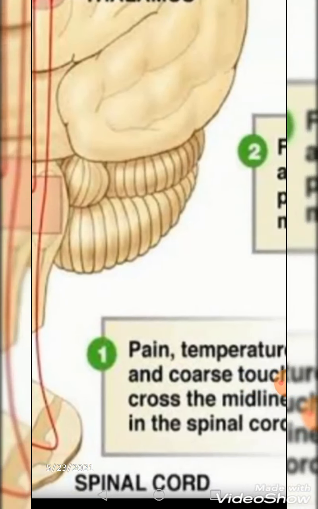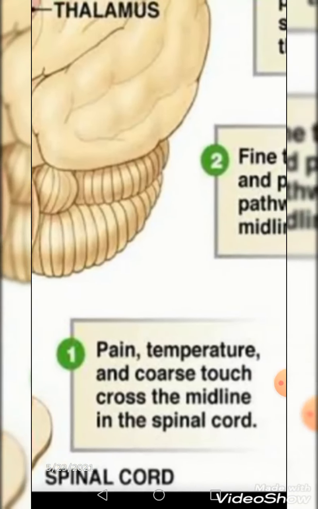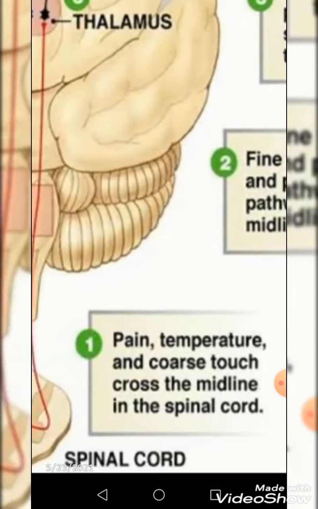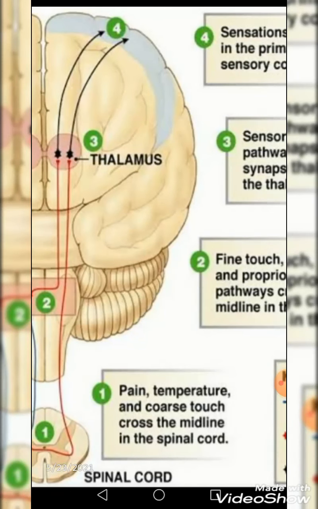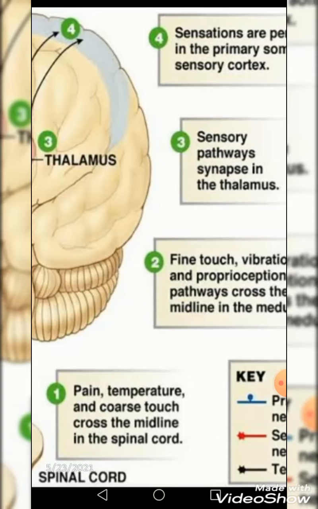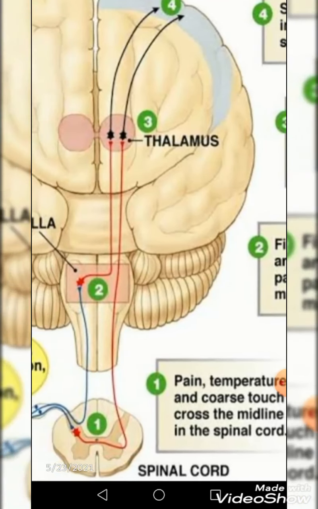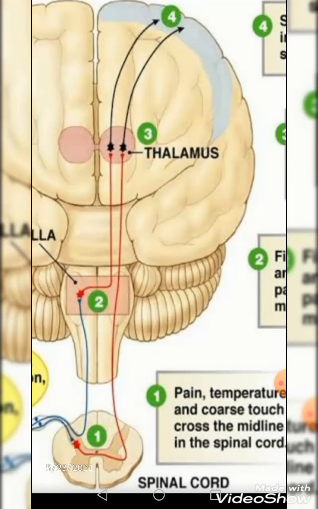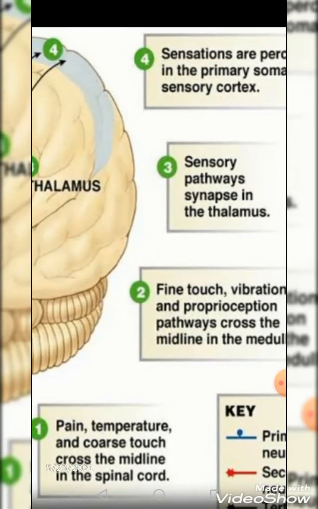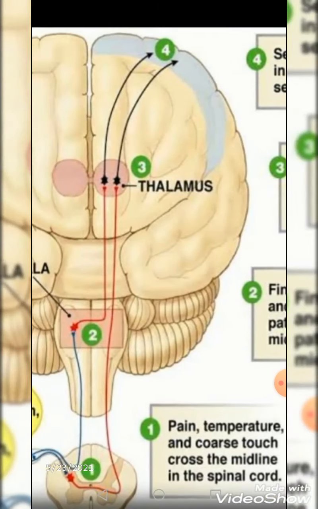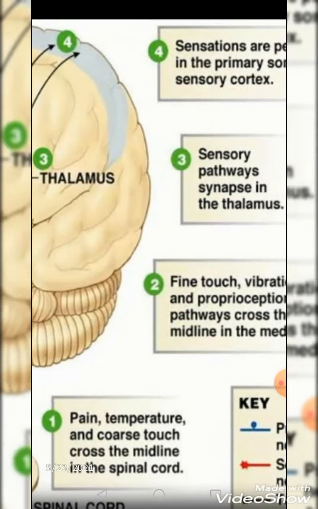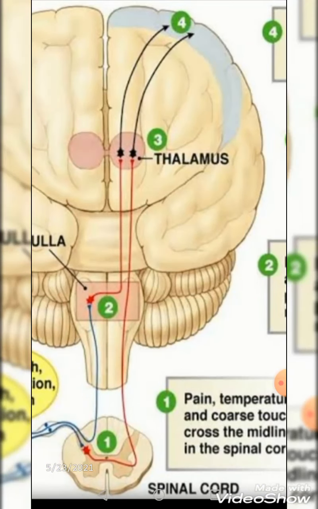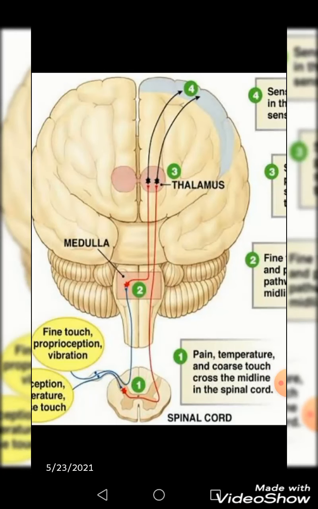And information we have already mentioned that the pain, temperature and coarse touch have now crossed the midline in the spinal cord, which is very clear in this picture. And then you can see the fine touch, vibration, proprioception pathways cross the midline in the medulla oblongata, right? This area is being shown here. And thirdly, sensory pathways synapse in the thalamus. And fourth, sensations are now perfectly reached and perceived in the primary somatic sensory cortex. So that map helps you a lot about the ascending tracts, how they work, right?